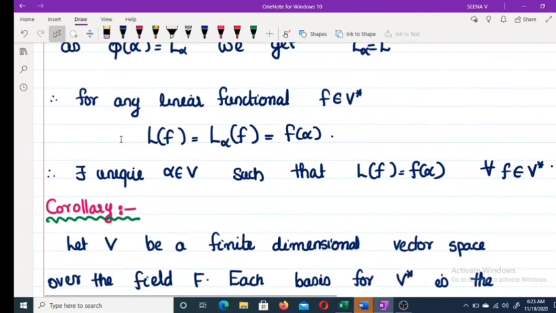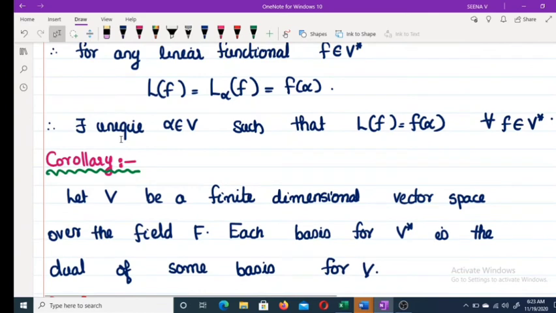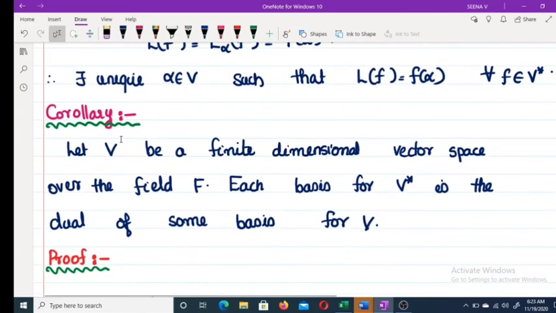Clear? Now moving to our last corollary. Let V be a finite dimensional vector space over the field F. Each basis for V star is the dual of some basis for V.